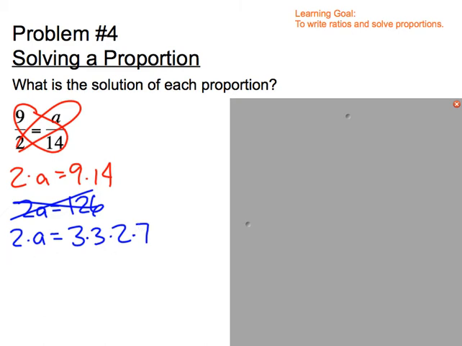By writing it in this way, I can see that the 2's cancel, and then I have A equals 3 times 3 times 7, which equals 63.